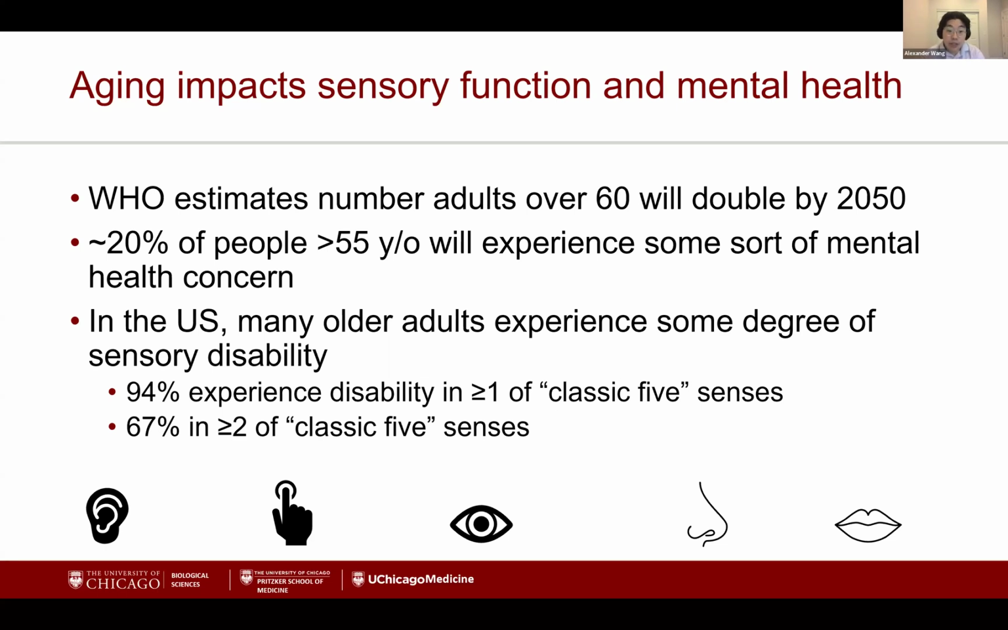In the US specifically, many older adults experience some degree of sensory disability. 94% experience disability in one of the five classic senses, so that's hearing, touch, sight, smell, and taste. And 67% experience some disability in at least two of the five classic senses.